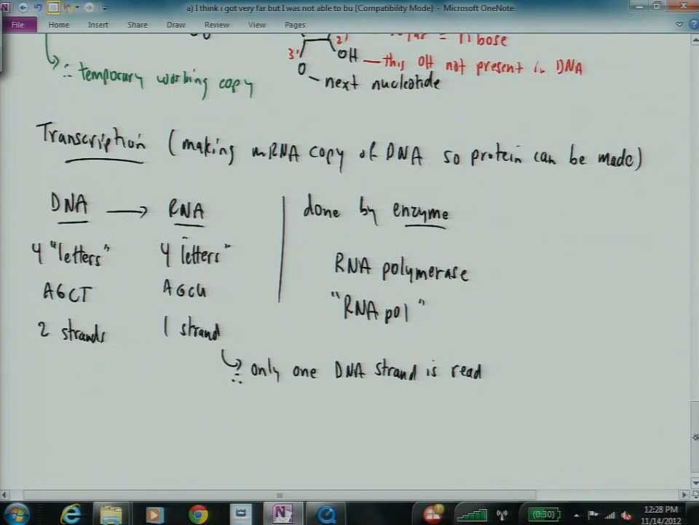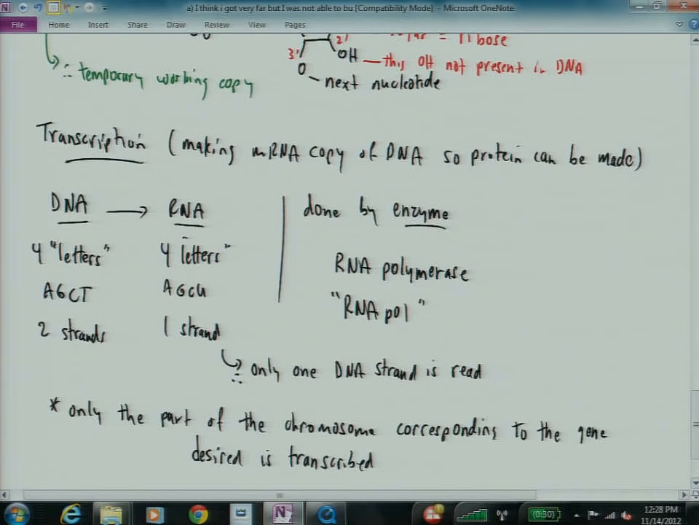And the other thing to remember is that only the part of the chromosome corresponding to the gene desired is transcribed. That is, again, every cell in your body has all the same genes. You just don't need them all at the same time and in the same place. So any given cell is only making a subset of the possible proteins you care about. So you're only transcribing the genes that you care about.